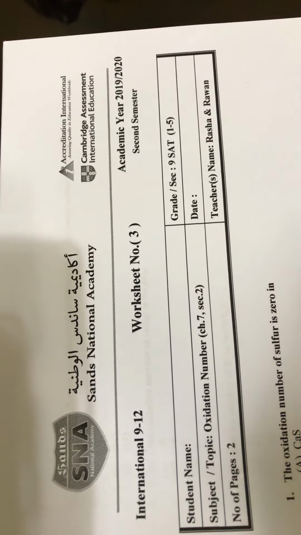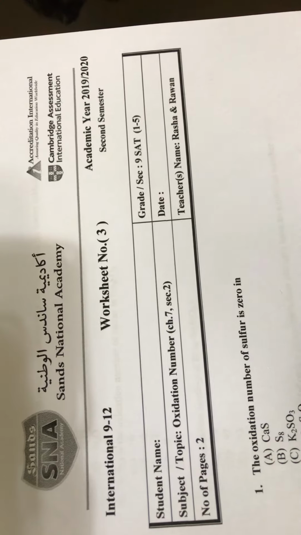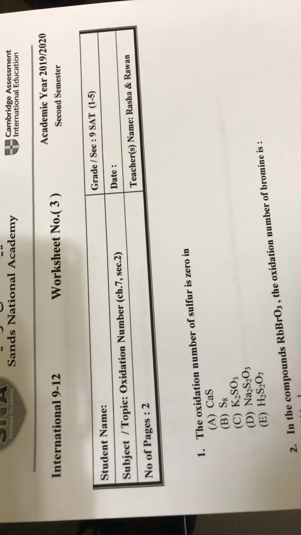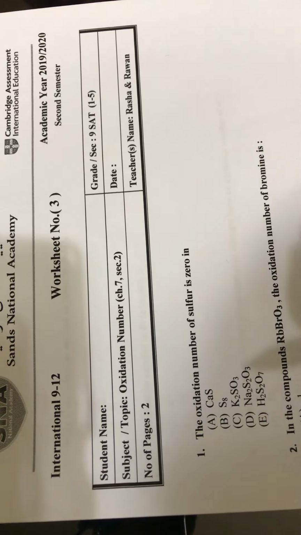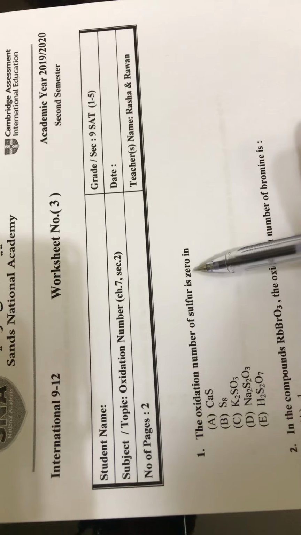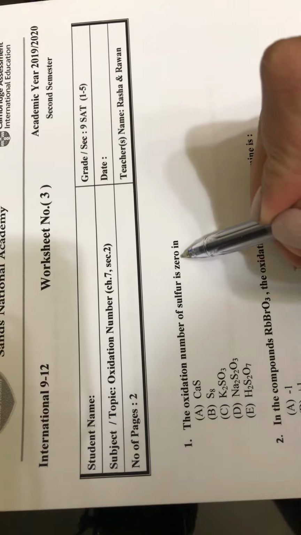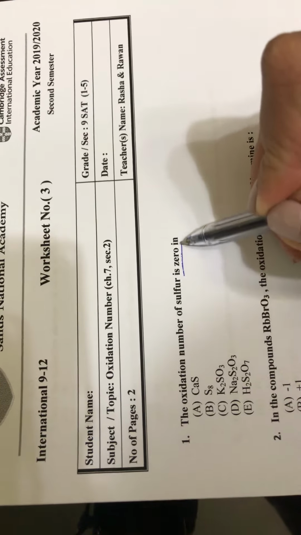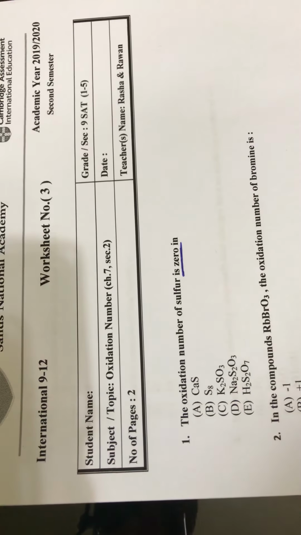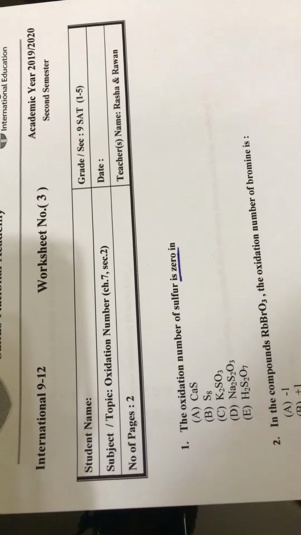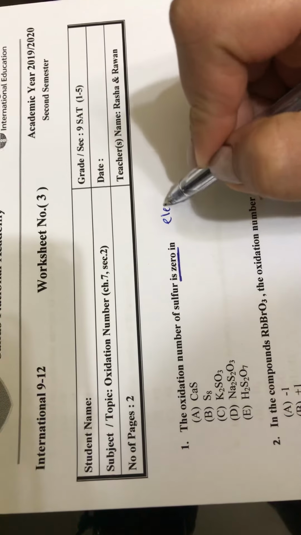Worksheet number 3, oxidation number. Question number 1. The oxidation number of sulfur is 0. You have to remember rule number 1 for the oxidation numbers. So the oxidation number equals 0 for elements.